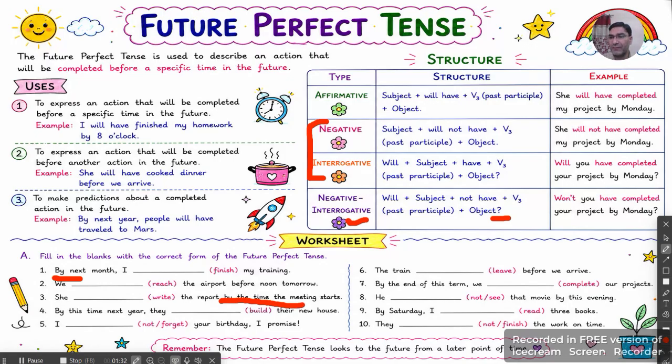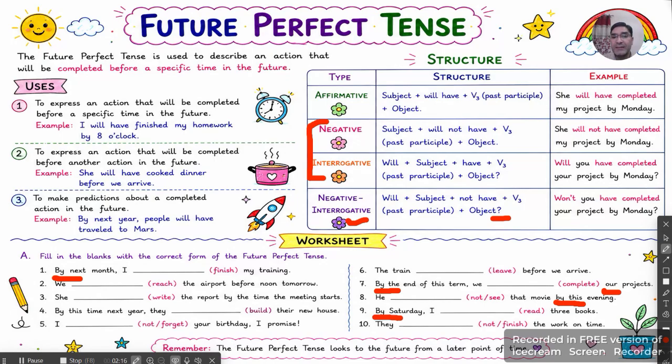Next is by the next year, they will have built their new house. Fifth sentence. I will not have forgotten your birthday. I promise. Sixth sentence. The train will have left before we arrive. By the end of the term, we will have completed our projects. He will not have seen that movie by this evening. By this evening is the word.